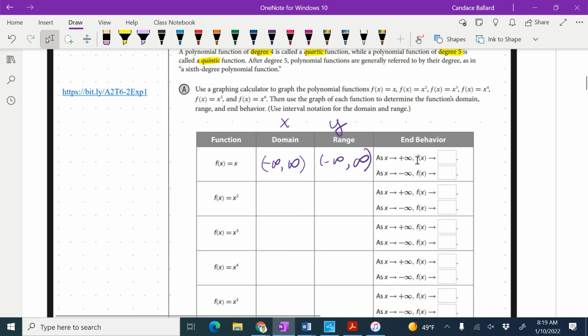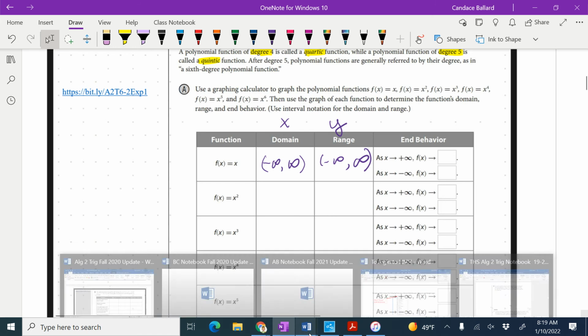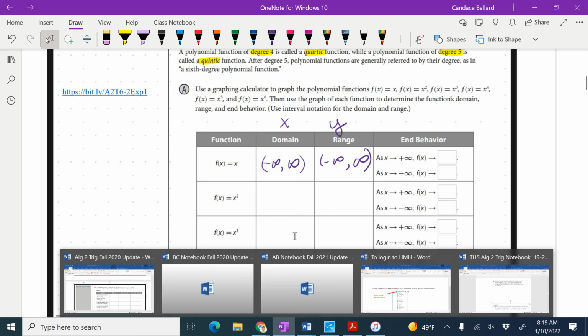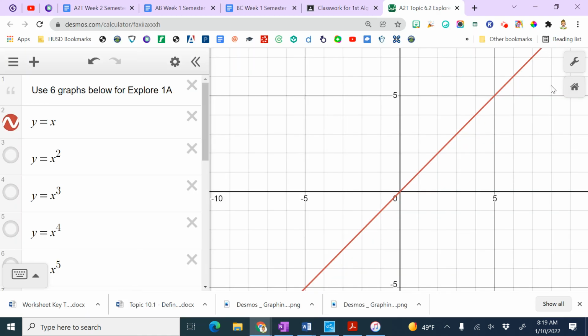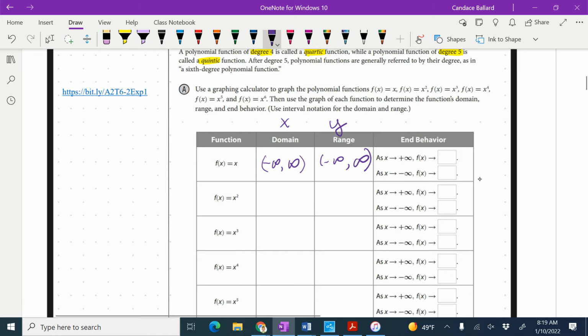So as x approaches positive infinity, as we're going to the right, remember positive infinity means going to the right, we need to tell me what's going on with the y. As we're moving this direction, is it going up or is it going down? Up. So how do I write that? Positive infinity. Good.